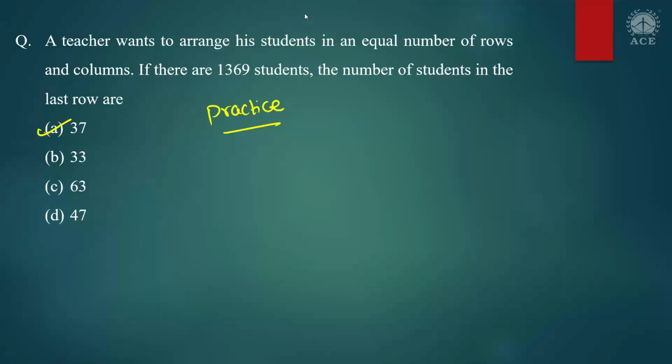Yeah, see the next question, my dear friends. 1369. What's the number of students in the last row? Each row has the same number of students, with an equal number of rows and columns. So each row's number of students is the same. So the last row or first row, there are only 37 students.